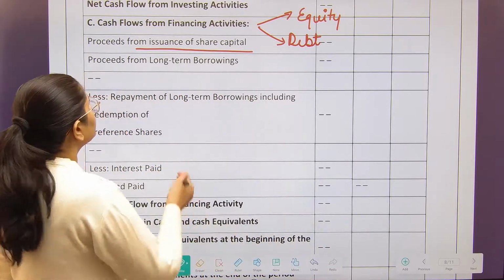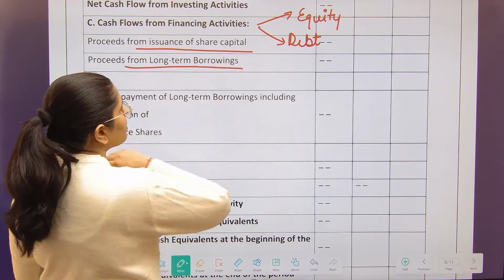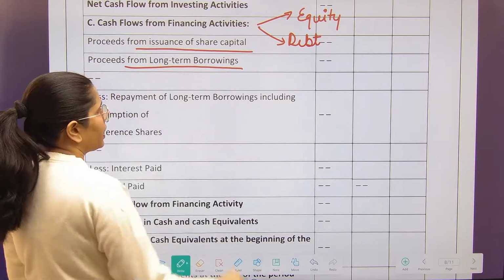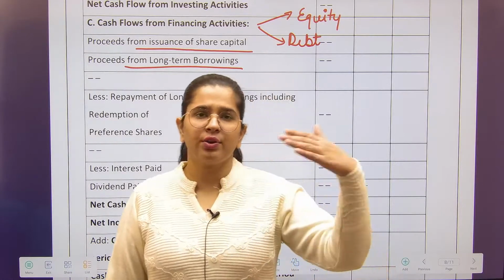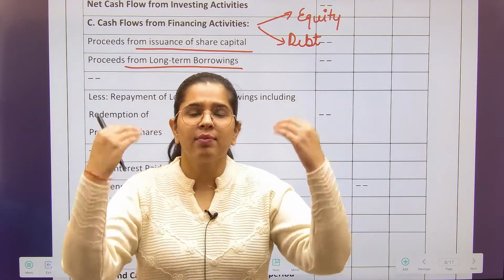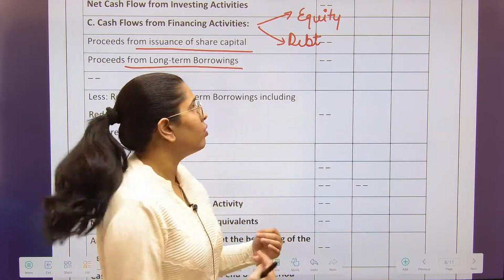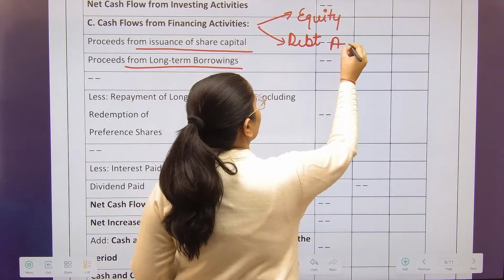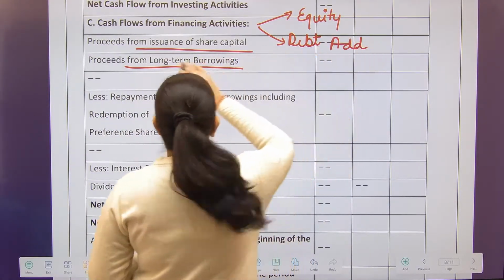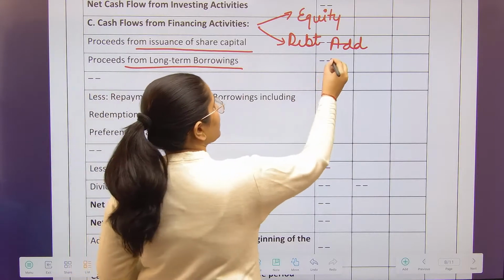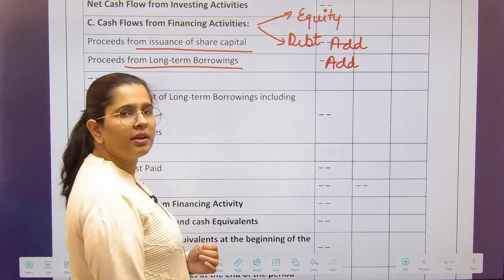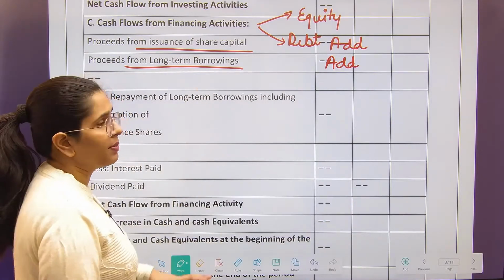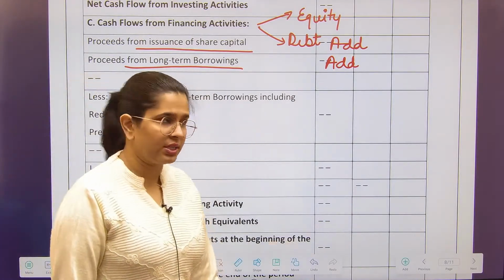So see over here, proceeds from long-term borrowing, issuance of share capital. If you have issued share capital, if you have issued share to the general public, money will come to you, public will pay to you, hence you are adding it over here. If you have received any loan from somewhere, then money is coming to you and hence you will add it. Correct? You will add the figure, means the figure will be written in positive.